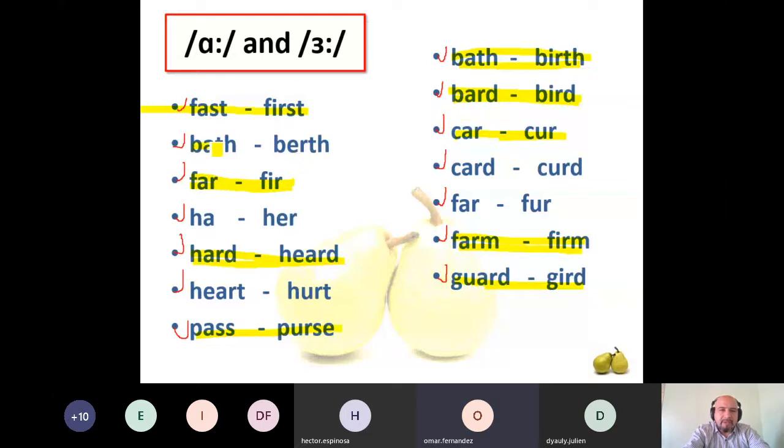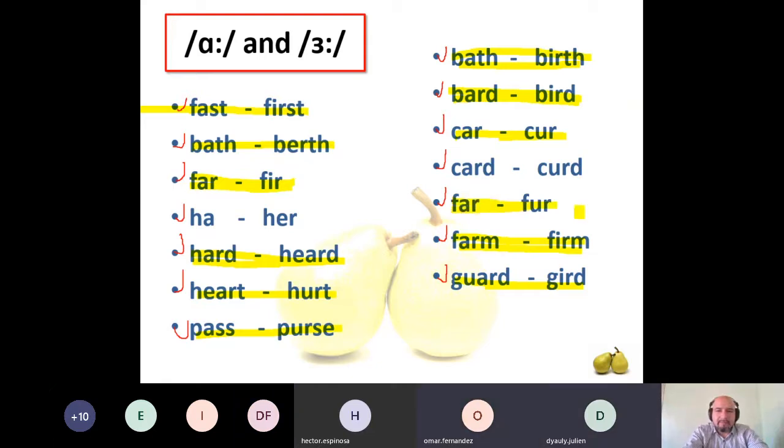Exactly. The next one. Birth. Bath, bear, bath, bird. Bird, birth. Exactly. Next one. Heart, hurt, hard, hurt. Hard, hurt. Exactly. Hurt, hard, hurt. Next one.